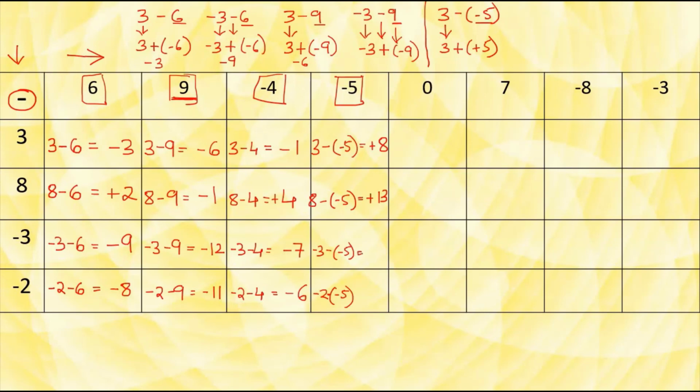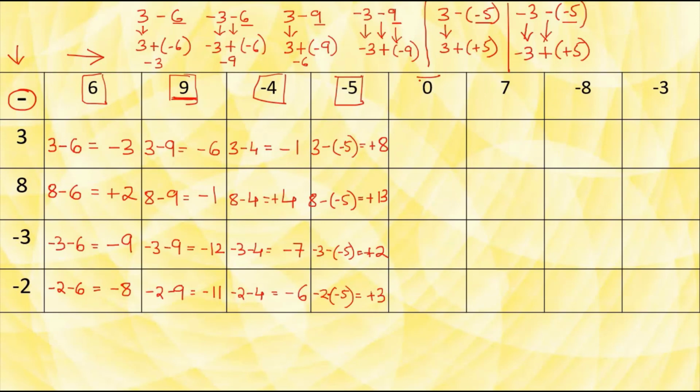Now the next one, minus 3 minus minus 5. This minus 3 we will write as it is. This negative sign, that is minus, we will write plus, and this second integer minus 5 will become plus 5. And now after solving this, our answer will be plus 2. Similarly, the last answer will be plus 3.